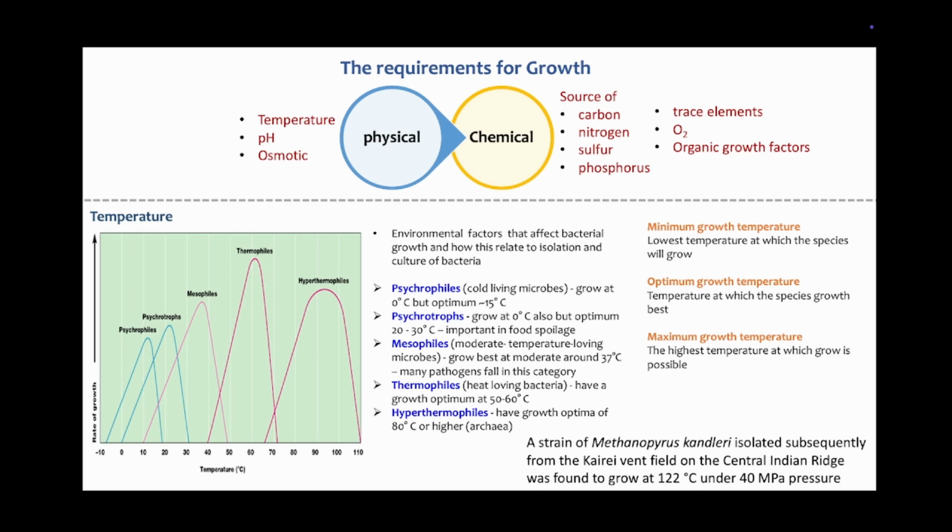For temperature, you have to know the names or the terms that we use to categorize the groups of microbes based on the temperature range that they prefer. So psychrophiles are cold-loving microbes. They can grow at 0 degrees Celsius and optimum at 15 degrees Celsius. Psychrotrophs also can grow at 0, but their optimum temperatures are higher, 20 to 30 degrees Celsius.